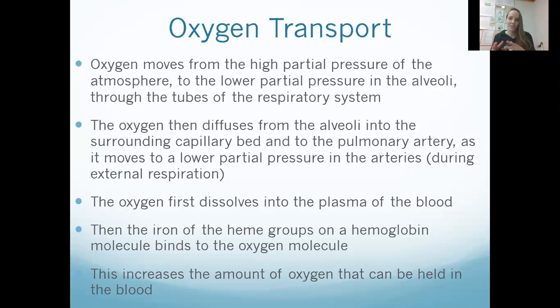When oxygen first diffuses from the alveoli into the capillaries, it initially just dissolves into the plasma of your blood. However, very quickly, the iron at the center of those heme groups, there are 4 of them for every hemoglobin, and your red blood cells have millions of hemoglobin, all of those iron ions of the heme groups are going to bind to the oxygen, which allows your red blood cells to carry way more oxygen than just the plasma could dissolve. So it dramatically increases the amount of oxygen that can be transported through your blood when your red blood cells bind the oxygen to those heme groups.